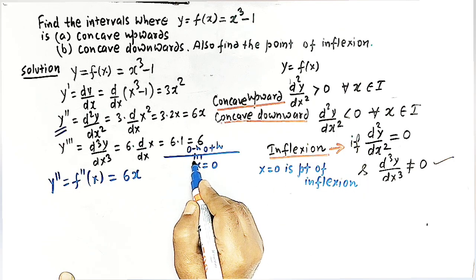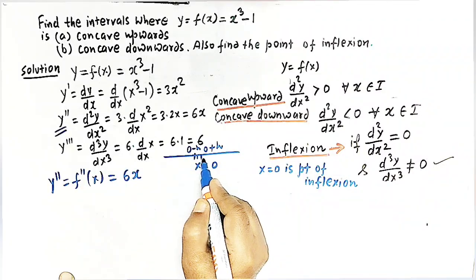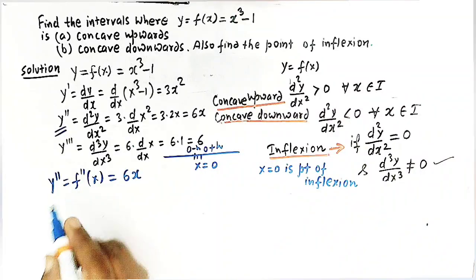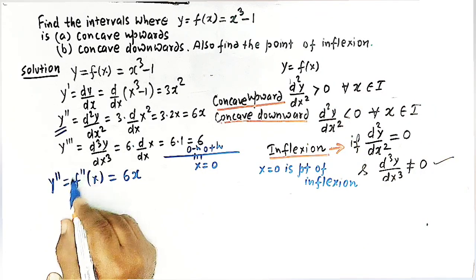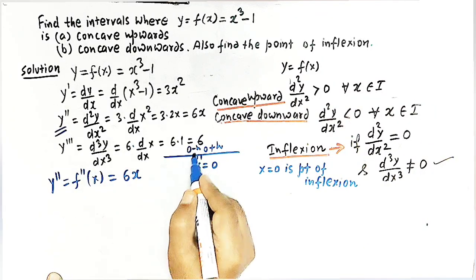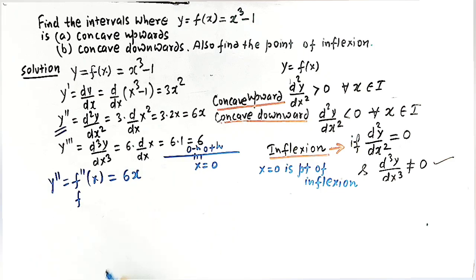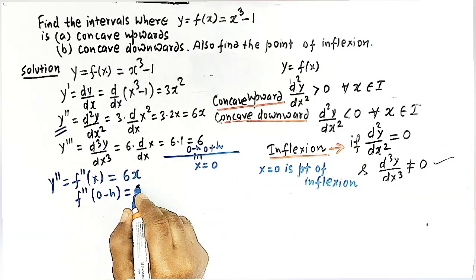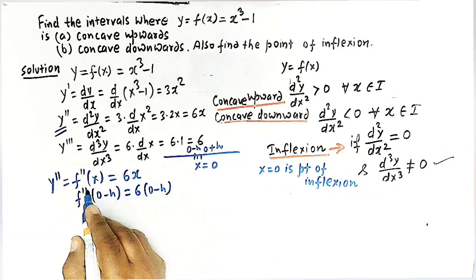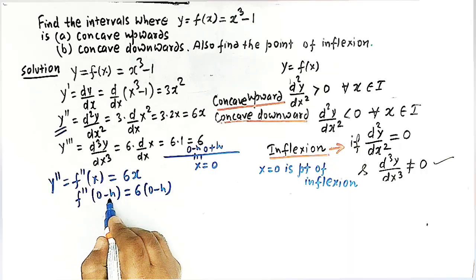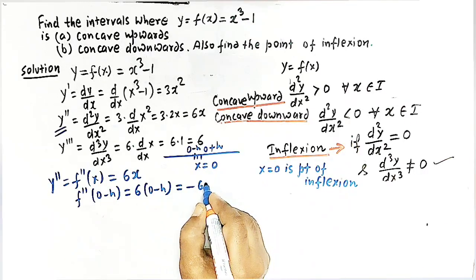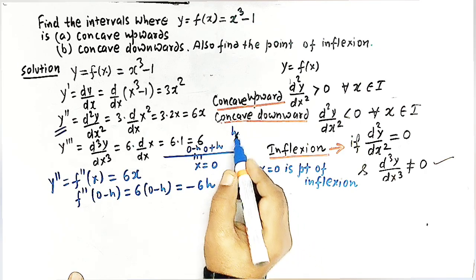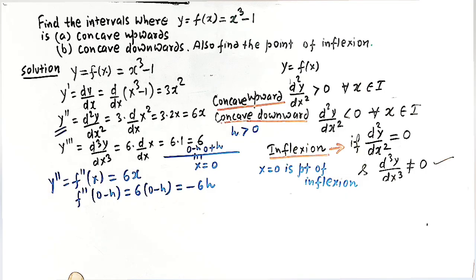So when we make a transition from this point 0 minus h to 0 plus h, passing through x is equal to 0, let us find out the sign of the second derivative at this point, that is 0 minus h. So here we have f double prime, here we have 0 minus h, right? So we have 6 times 0 minus h, taking x is equal to 0 minus h. So here we have minus 6h. And remember, h is infinitesimally very small, and it is always a positive quantity, right?